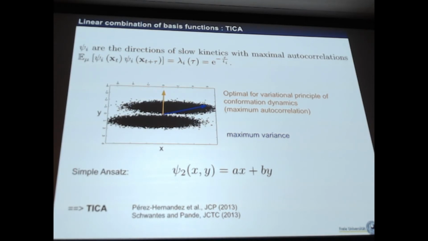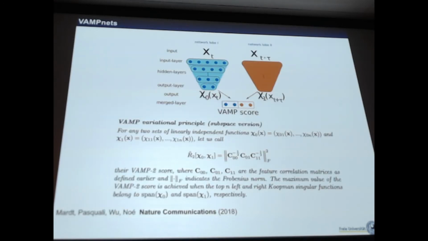Linear method means you select some candidates for functions of coordinates, for features, and you look for a combination of them, like we do in principal component analysis. In TICA, you look for a combination of them that makes the coordinates point to slow directions, slow reaction coordinates that are good for Markov state modeling. And these neural networks that use the variational principle have the same idea behind them. So we call them VAMP nets because they are based on the variational approach for Markov processes, VAMP.